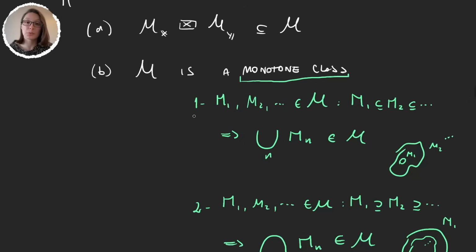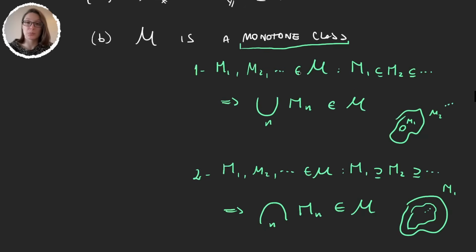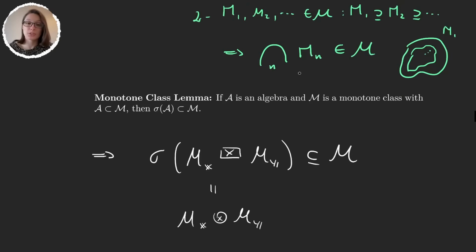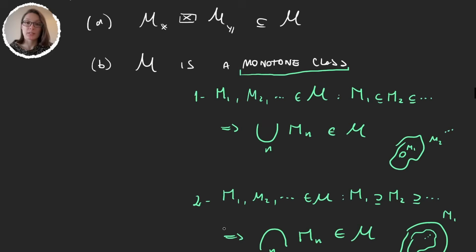So now our proof will change, and what we're going to do is we will prove that the product algebra is a subset of M, and that if M is a monotone class, that is, it satisfies these two properties, then we're going to have for free, just by the monotone class lemma, the inclusion that we want. So now let's start by proving these two things, A and B.